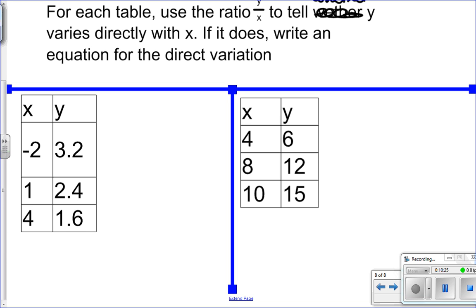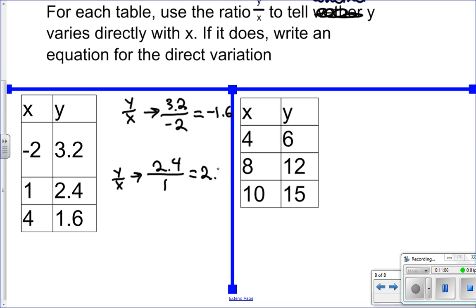So let's look at this one. I need to figure out the ratio of all of these x and y coordinates. So I'm going to start with the first one. Since it's y over x, I'm going to look at 3.2 over negative 2, and that comes out to about negative 1.6. Good. Now let's look at the next one. The y over x here is 2.4 divided by 1, or just 2.4.